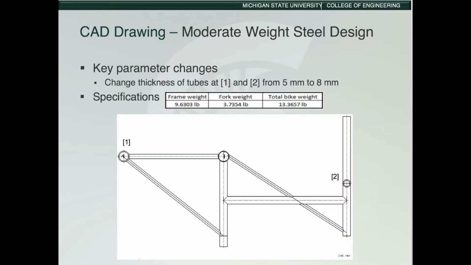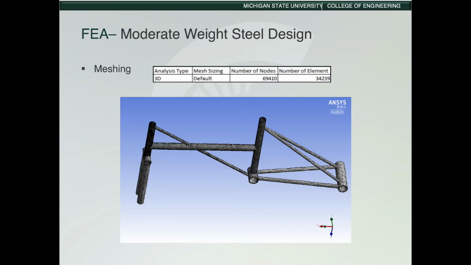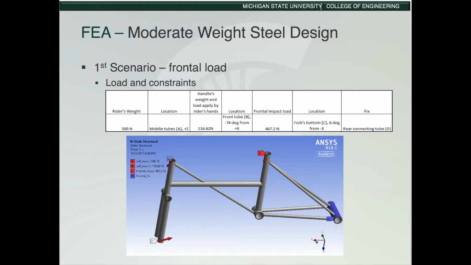For the second design, we changed the thickness of the tube as sections 1 and 2 shown down below from 5 mm to 8 mm. And we also changed the thickness of the tube as sections 3 to 6 and the thickness of the fork as sections 1 and 2 from 2 mm to 5 mm. After changing geometry, the number of elements is around 34,000, and all assumptions didn't change.